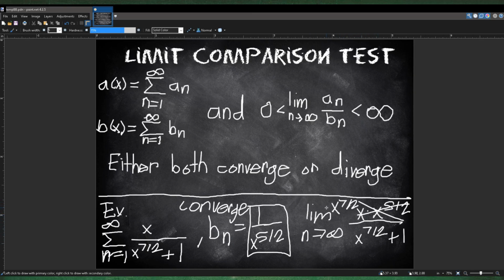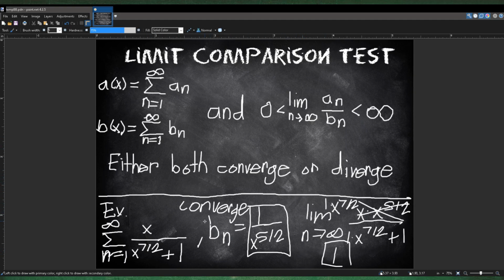So as you take the limit of that, you just have to divide the coefficients. The coefficient of the numerator is 1. The coefficient of the denominator is 1. So 1 divided by 1 is 1. So the limit is 1, right? Since 1 is between 0 and infinity, this tells us that either both of the series converge or both of them diverge. So how do we know which one it is?